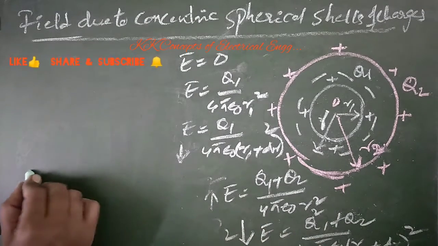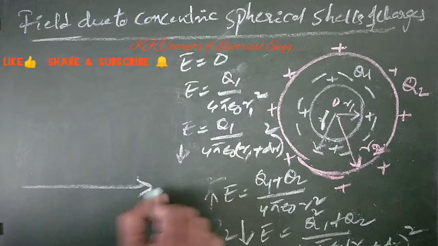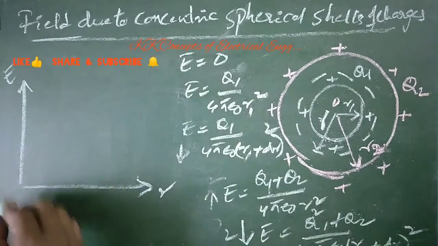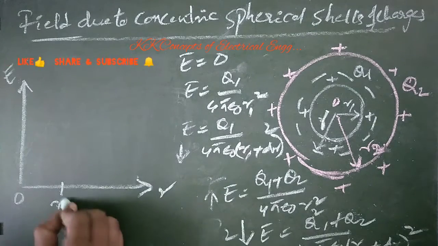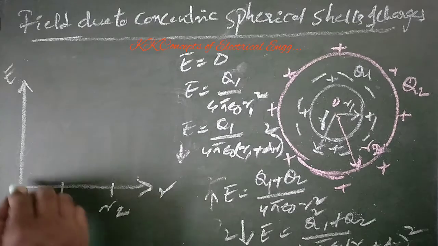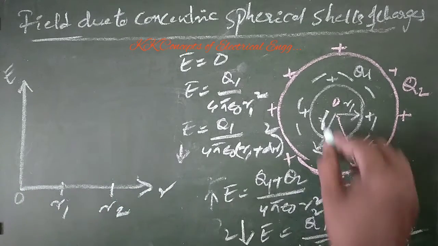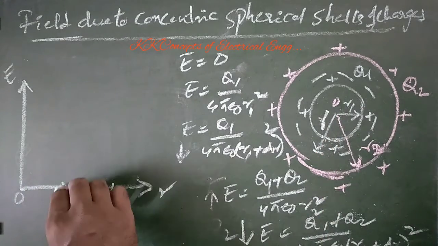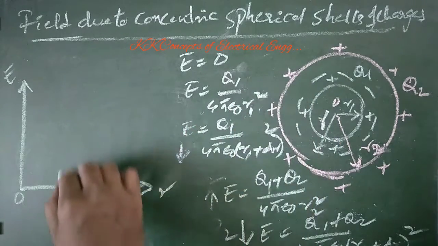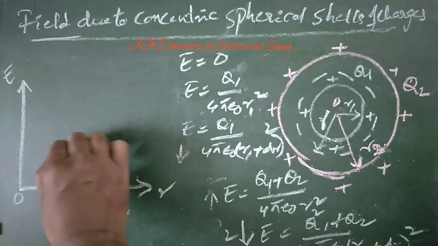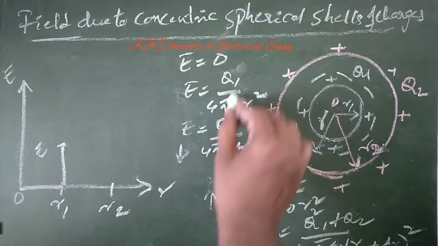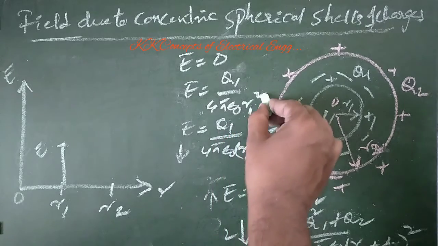Let us try to represent this in a graphical way. This is r and this is E, at 0, r1 and r2. In the first case, E equals 0 inside the inner shell, and at r1, E equals q1 by 4 pi epsilon naught r1 square. That is some value E, equals q1 divided by 4 pi epsilon naught r1 square.